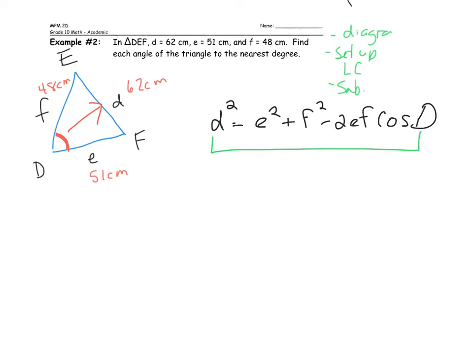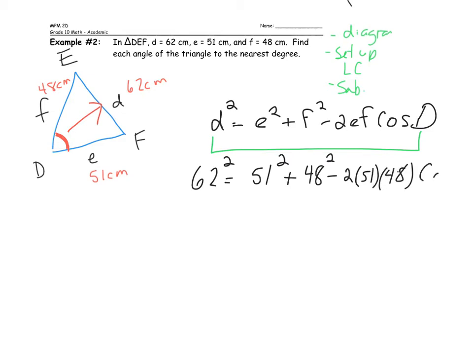So now let's substitute some values in here. I know the value of side d, which is 62 centimeters, and I also know the other two sides. Side e is 51 centimeters, so 62 squared equals 51 squared plus, and side little f was 48, so 48 squared minus 2 times 51 times 48 times the cosine of angle D.